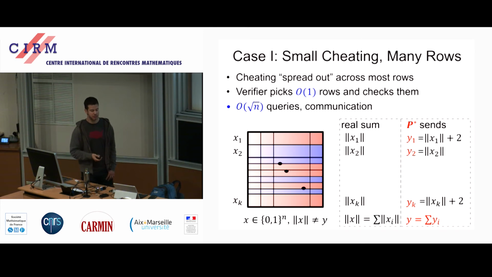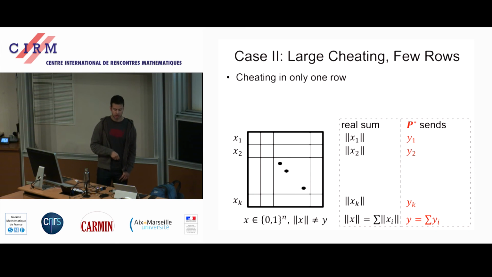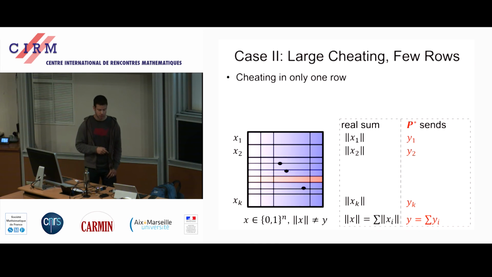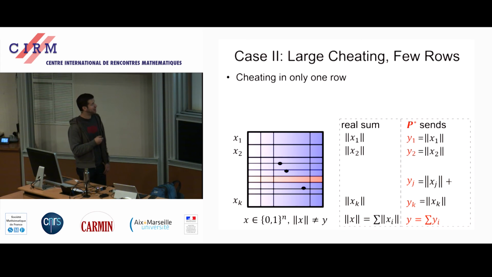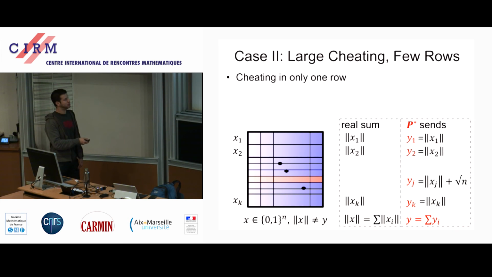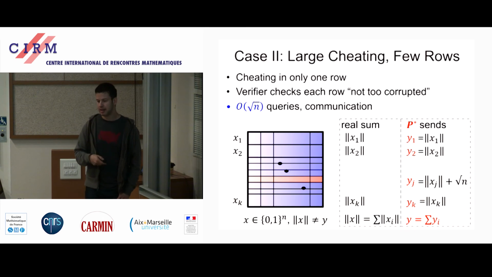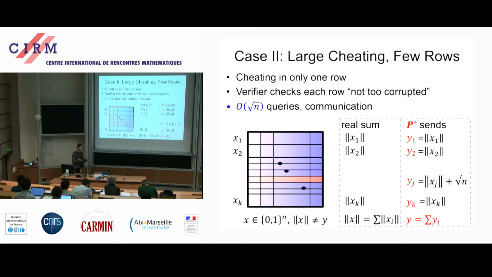As you're saying, the prover might not be so silly, and it might do large cheating on a few rows. In particular, it might just cheat on one of the rows. But if it's cheating on just one row, it has to be cheating by a lot. It can't cheat by a little bit and still have a sum that's far away from the correct Hamming weight. So it's cheating by almost root n. Then we check that each row isn't very corrupted simply using sampling. For example, if it's cheating by root n over 2, by reading a constant fraction of the bits of this row, we could detect this using plain old sampling.